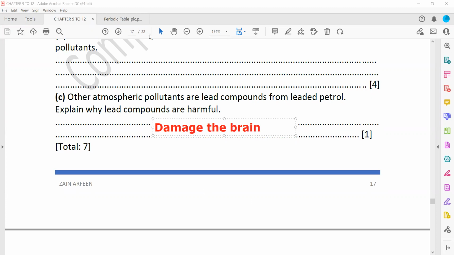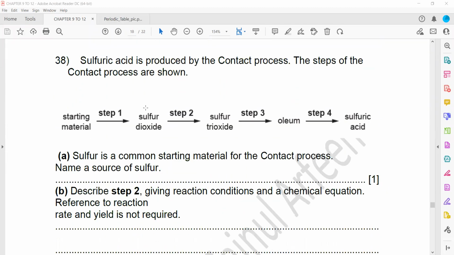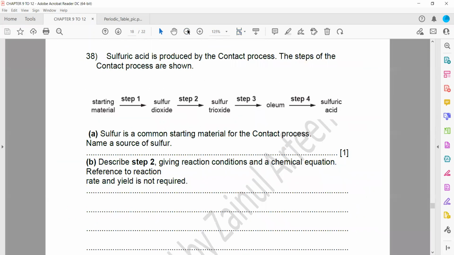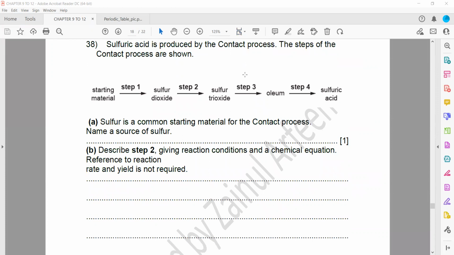The next part. Sir, will it damage the brain immediately or after a long time? No, it's slow intake. It's not instant. It is slowly taken in, like inhaling compounds which contain lead, which can damage the brain.